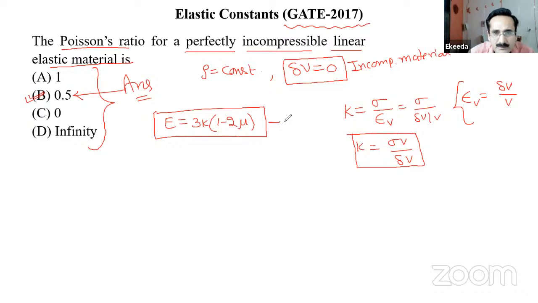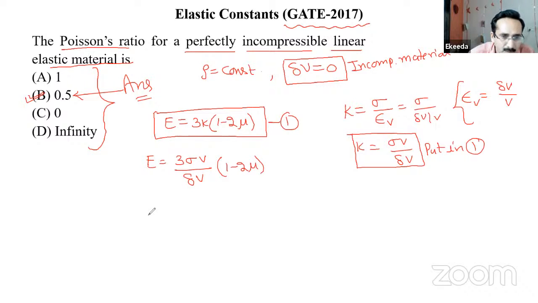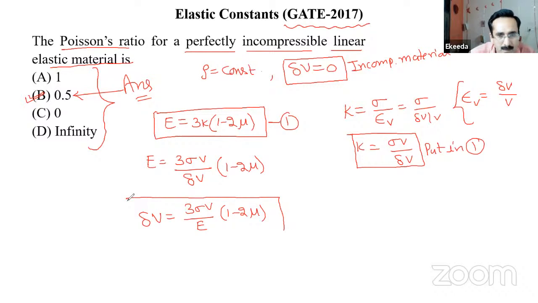Put this in equation number 1. What we are getting is E will be equal to 3 times the value of K, sigma V by delta V, into (1 minus 2 mu). From here, find out delta V, and delta V will be equal to 3 sigma V by E into (1 minus 2 mu), right? This is the change in volume. And if the material is incompressible, then delta V is 0.